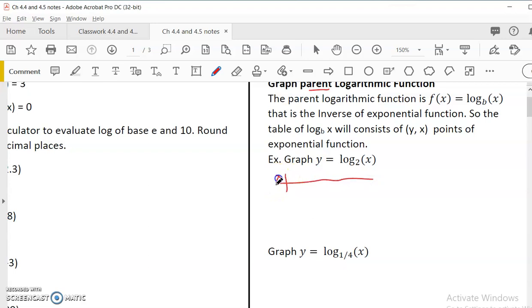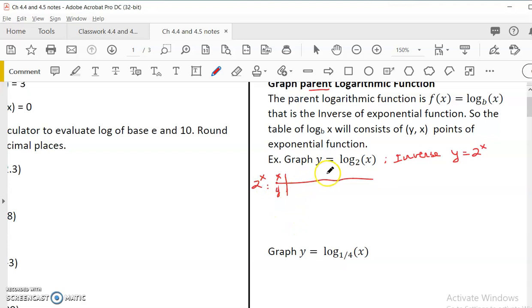So we usually build a table, and I'm going to build a table horizontally, x, y. Normally we'll pick x and then calculate y. But because it's a log function, it's easier to generate from exponential functions. So we'll say, what is the inverse of this function? The inverse is y equal to the exponential 2 to the x, and you know how to do 2 to the x, so we actually do 2 to the x first.